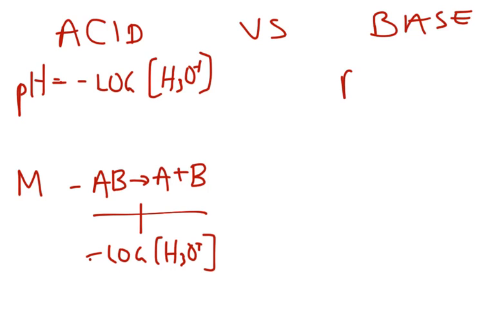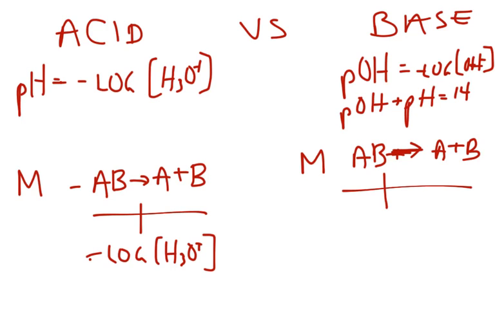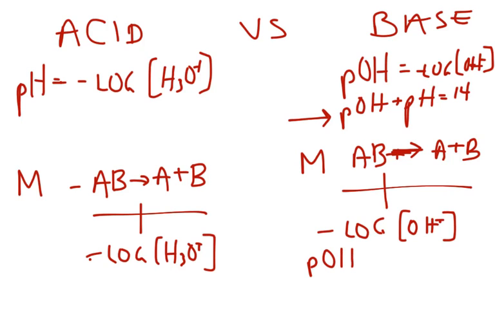If you're given a base, what you're really looking at is the same idea. You're taking the negative log to find your pOH. And then you also have to remember that pOH plus pH equals 14. Again, if you're given the molarity, you have to do the dissociation. That's an arrow, not a plus. Do the dissociation, do the mole ratio, and then take the negative log of the base's concentration, and that's when you may have to use this again and say pOH plus pH equals 14.